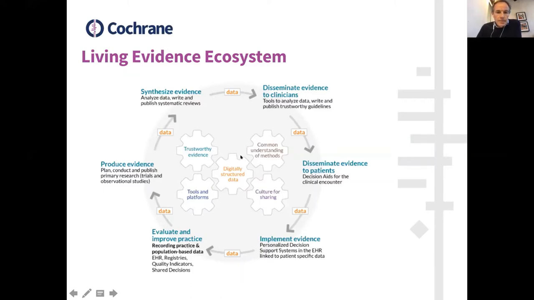And as you can see at the core of this, we really see digitally structured data. So in the first instance, that of course can be better structuring of summary data, but increasingly we see that that will be individual participant data. And of course, around that, there are many other aspects that are required in order to leverage that, including a culture of sharing tools and platforms, common understanding of methods, etc.